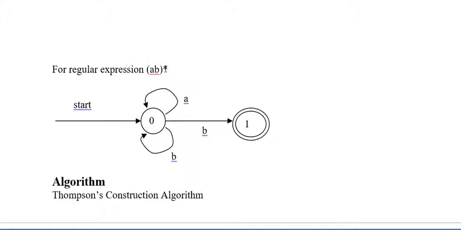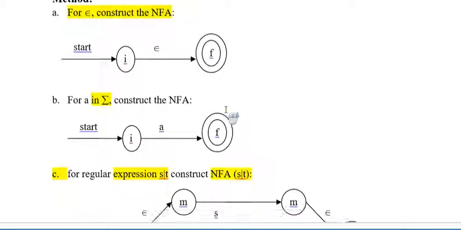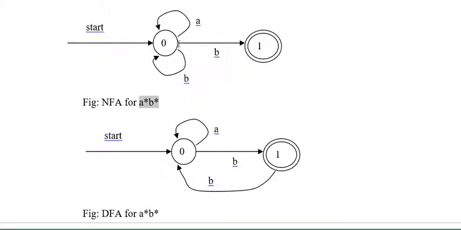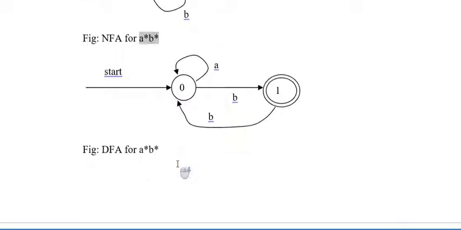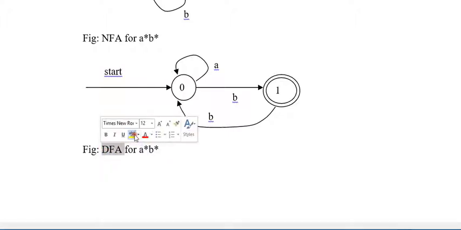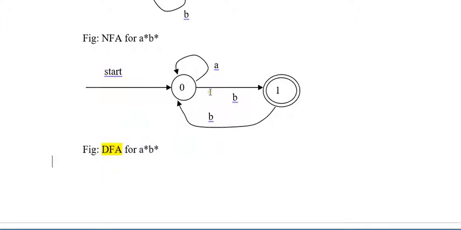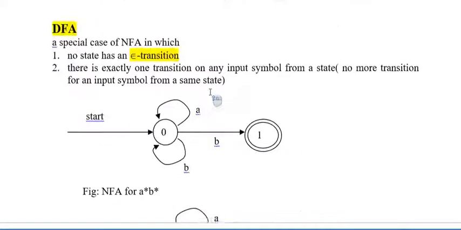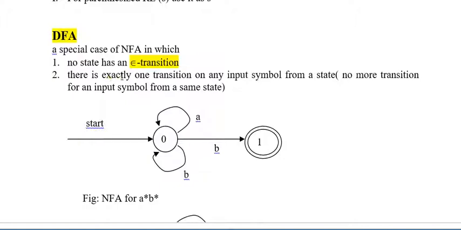Now this is the regular expression for A and B whole closure in the NFA. This is the same diagram for NFA, which is A closure and B closure. An infinite number of A can come and an infinite number of B can come, and lastly it will go to the final state. But if this diagram is the same, A closure and B closure, but now we need to draw a DFA, how will the diagram look? We already said that there is exactly one transition on any input symbol from a state and no more transitions for an input symbol from the same state.